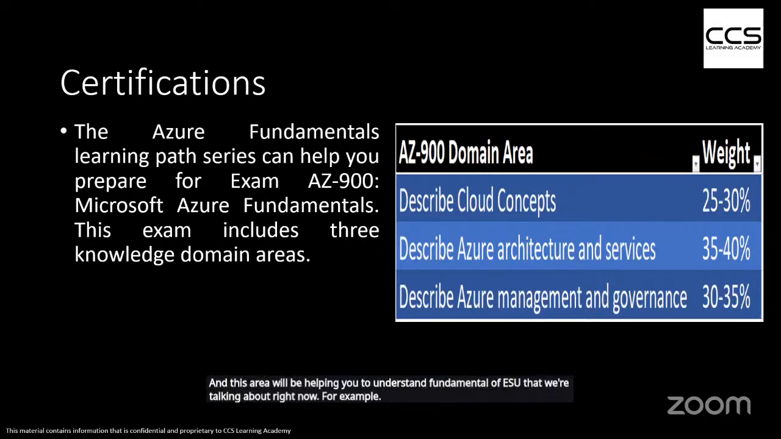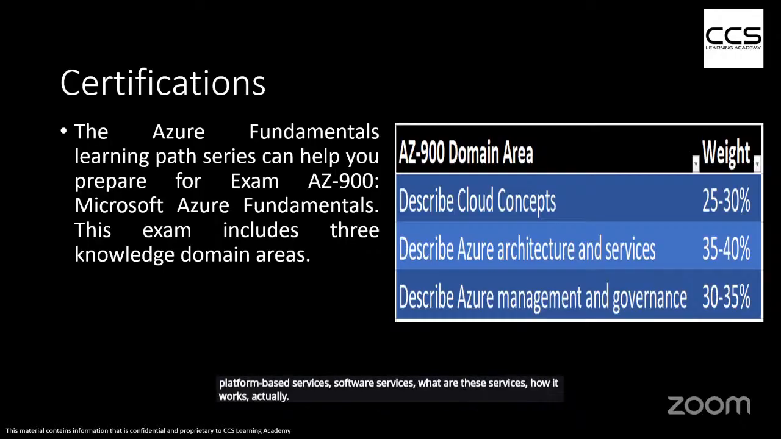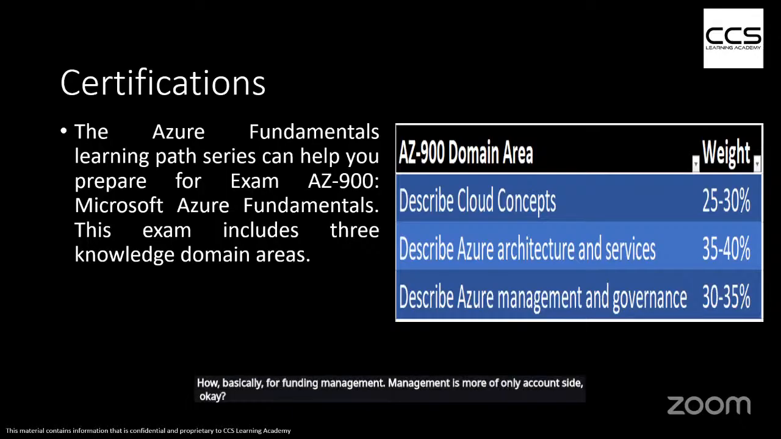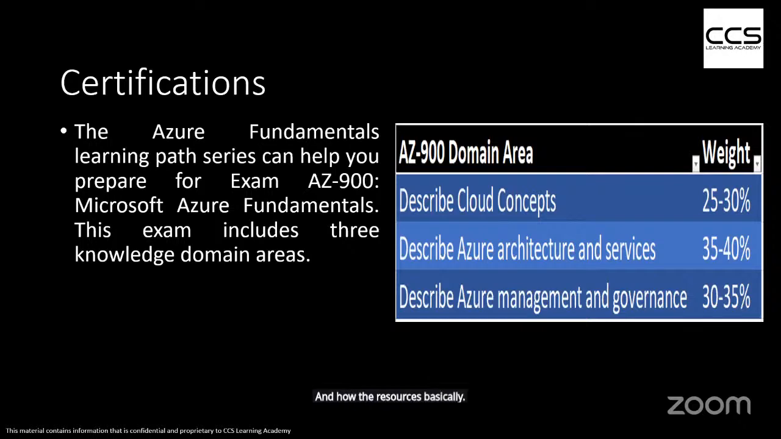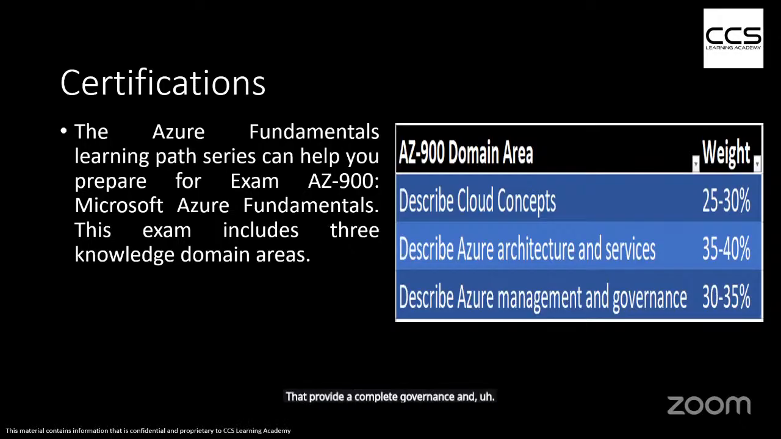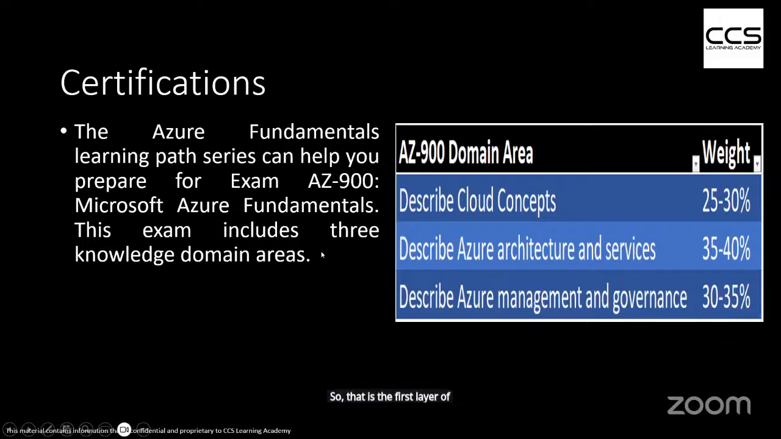For example, here, as we discussed, what are public, private, and community cloud, right? How it works. If I talk about the infrastructure services, the platform as a service, the software services, what are these services, how they actually work, how we work on the management. Management is more on the account side, okay, and how the resources are used in Azure and how they're tied up, with the kind of coupling that provides complete governance and, I would say, control over Azure. Okay. So that is the first layer of understanding the basic concepts of Azure.